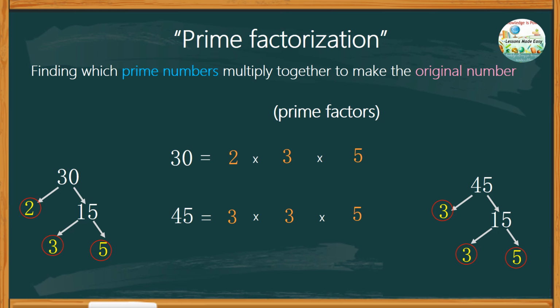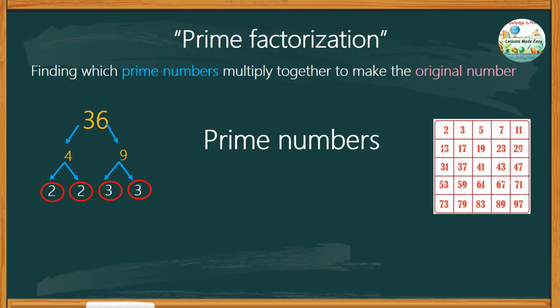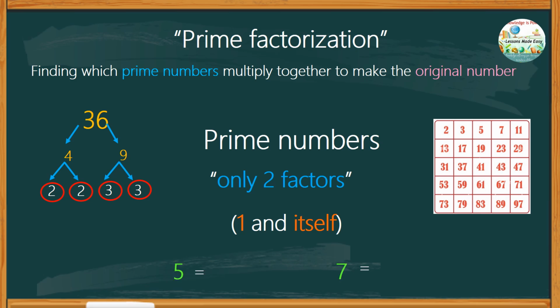From this listing, we can see the common factors for 30 and 45 are 3 and 5. All we have to do is multiply these numbers to get the highest common factor. 3 times 5 is 15. Therefore, the highest common factor of 30 and 45 is 15. Prime numbers, as we all know, are those numbers with only two factors, 1 and itself. Just like the numbers 5 and 7, where the factors are just 1 and itself.